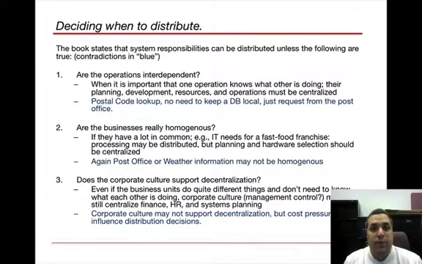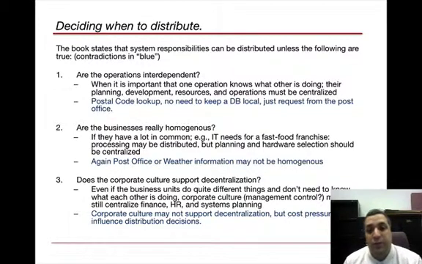Are the businesses really homogeneous? Well, if they have a lot in common, for example, IT needs of a fast food franchise, then processing may be distributed, but planning and hardware selection should be centralized. We can use post office and weather information as an example. The information may not be homogeneous, but I could still distribute those items because they're used in a kind of homogeneous way.